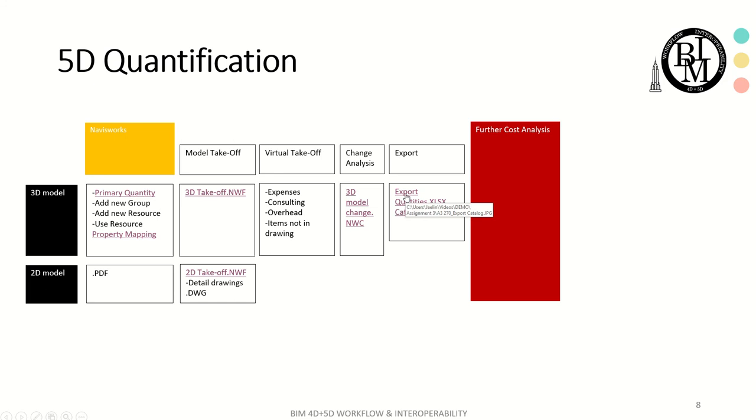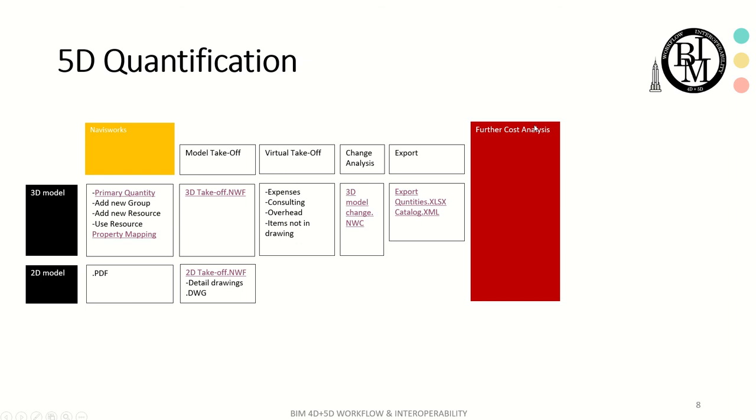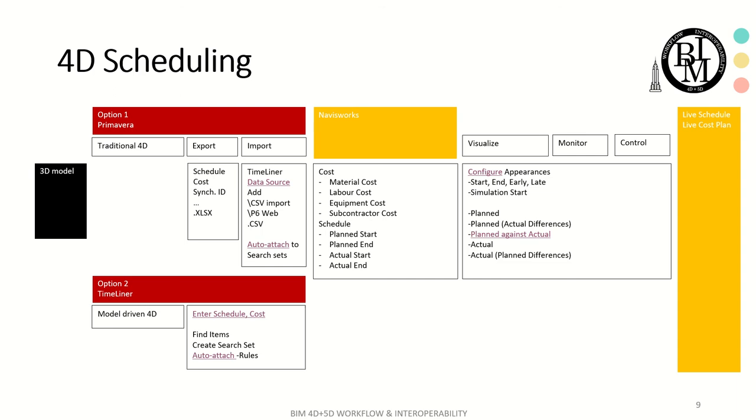Then all of this is done now, and you will be able to export these quantities as an Excel, so that if you wish to further analyze this cost, then you can do so in the Excel. So that concludes the 5D quantification part, and now let's move on to the 4D scheduling.